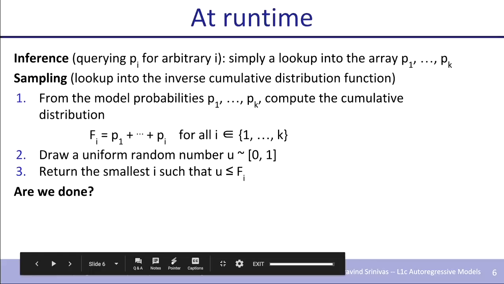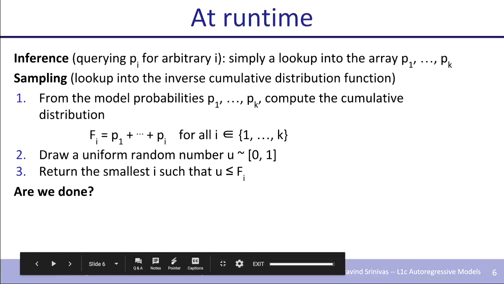So the way to sample from a histogram is to sample a uniform random number between 0 and 1 and plug it into the inverse cumulative distribution function for the histogram. Have you guys seen this before? This is a standard way of sampling from univariate distributions, right? Should I describe it? No. Okay. So that's how you sample. This is the procedure if you wish to implement it.